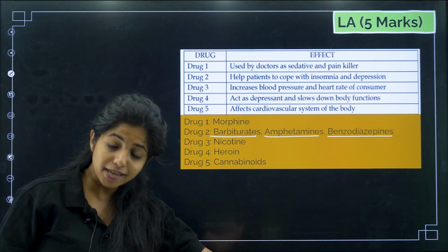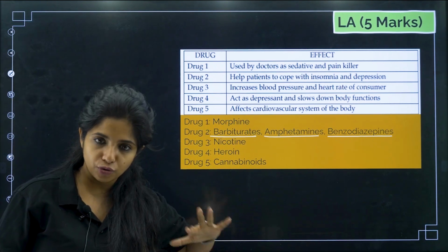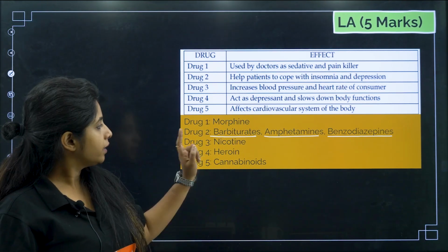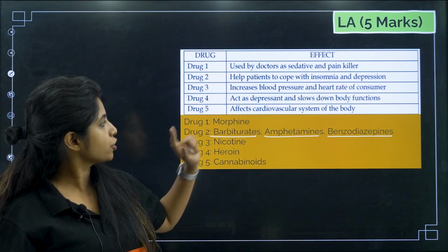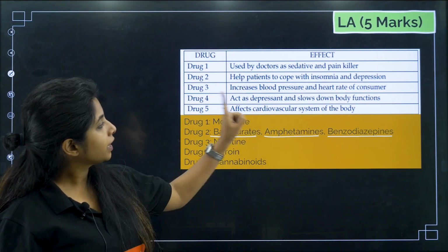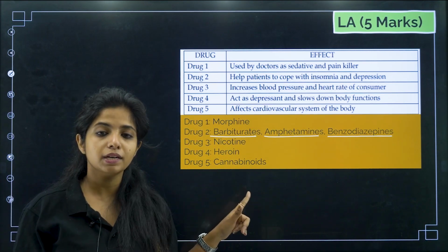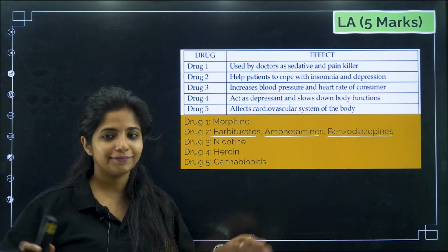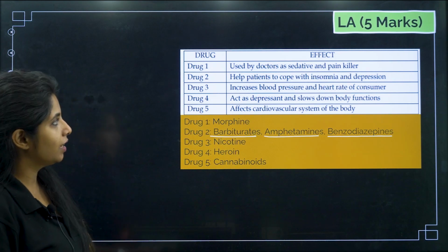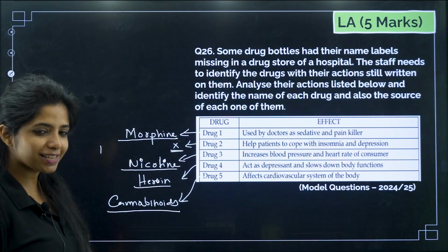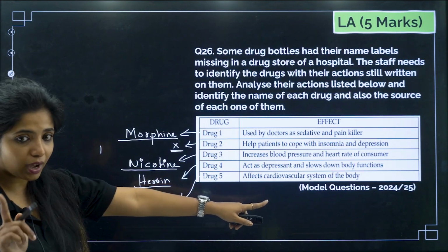Benzodiazepines. Amphetamines, benzodiazepines and barbiturates. Okay, nicotine, blood pressure, depressant, heroin, cannabinoids, cardiovascular system. Okay, this is the only one that affects the cardiovascular system according to your NCERT. Cool? Done? Okay, got the 5 marks?